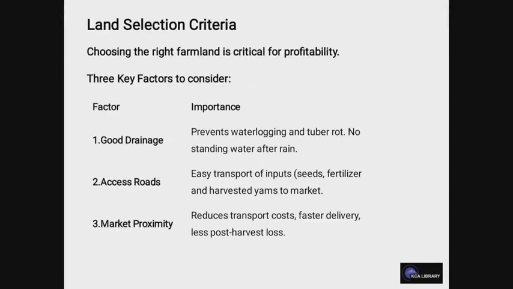Now, looking at the land selection criteria, we have three factors. Choosing the right farmland is critical for profitability, and these three factors are very important to be considered when doing that. The first one is good drainage, which is the prevention of waterlogging and tuber rots. You make sure that such a land has no standing water after rain.